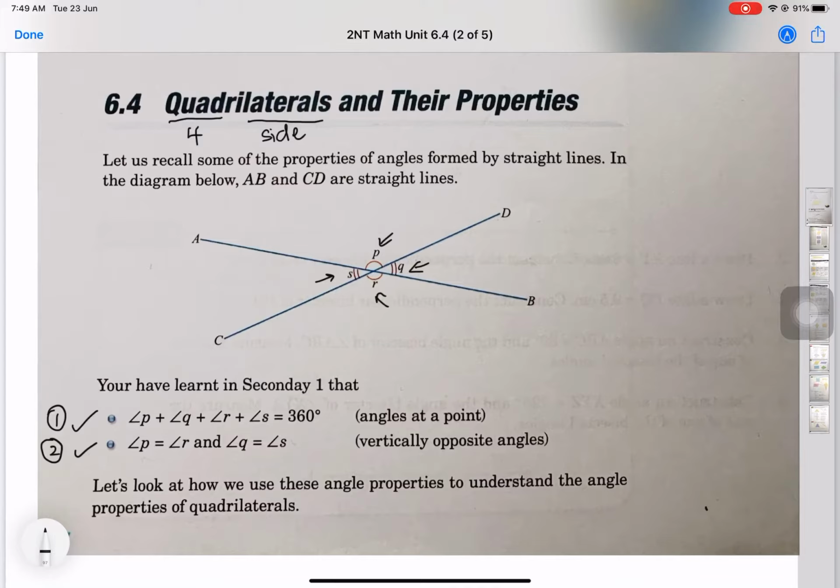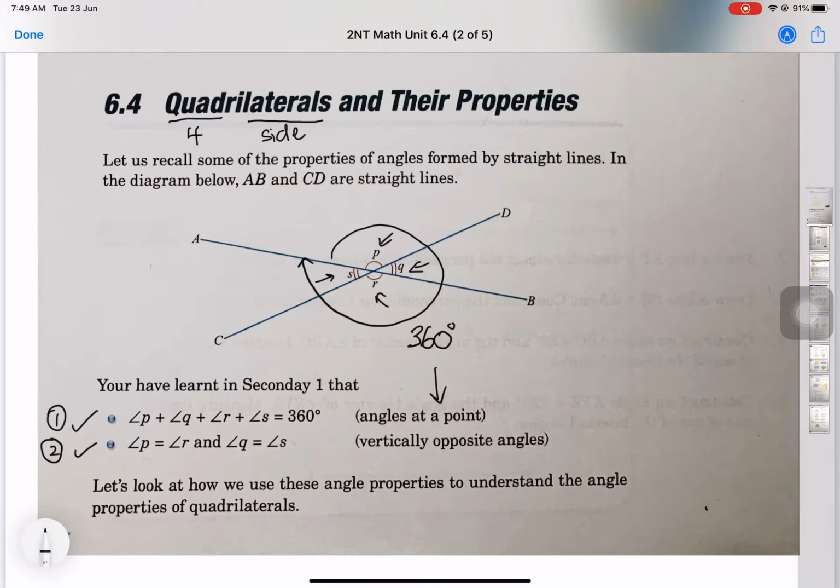Now this rule is called the angles at a point, which means that if you add up angle P plus angle Q plus angle R plus angle S all the way, you come back to the starting position at angle P, you will get 360 degrees. So that is called angles at a point.